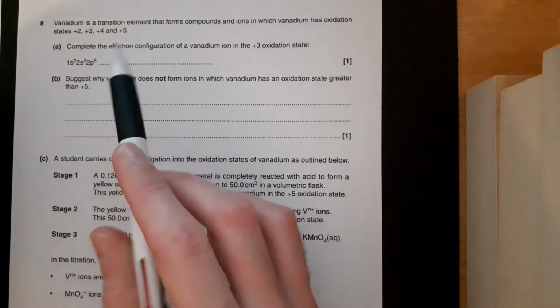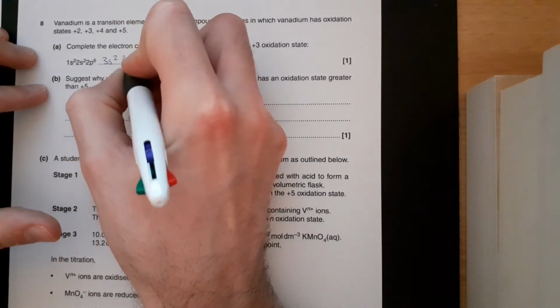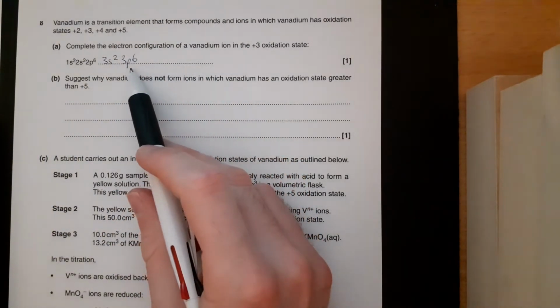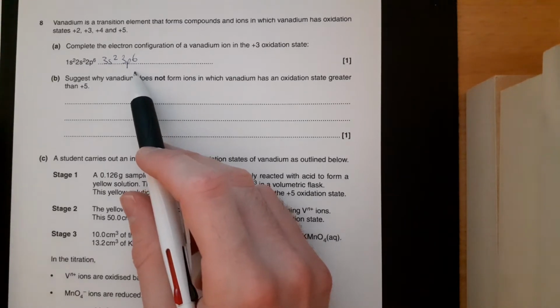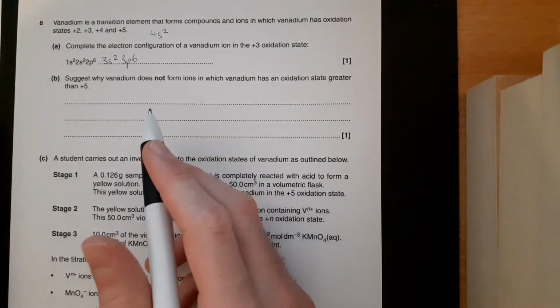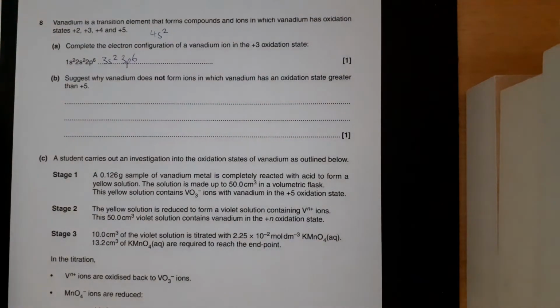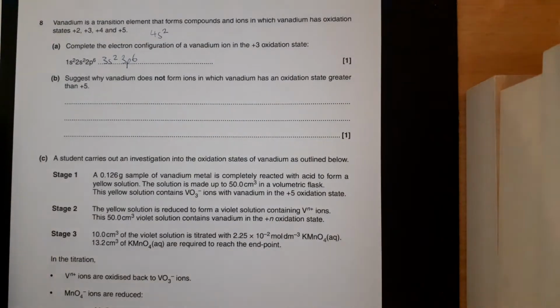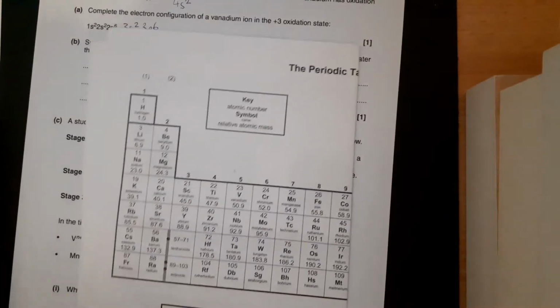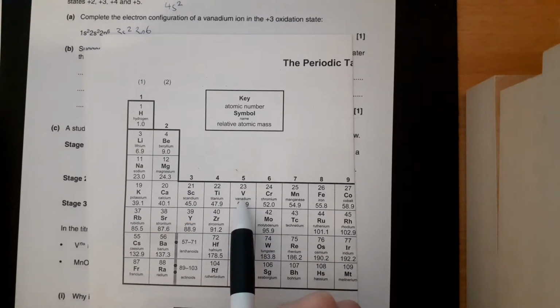So it's 2s2, 2p6. The next thing would be 3s2, 3p6. And then what would come after 3p, remember, would be 4s, because the 4s fills up before the 3d. So that would be 4s2. And then for vanadium, if we just look on our periodic table, let's find our vanadium. Vanadium here, this would be our 4s2, so vanadium would be 3d3. So it'd be 4s2, 3d3.